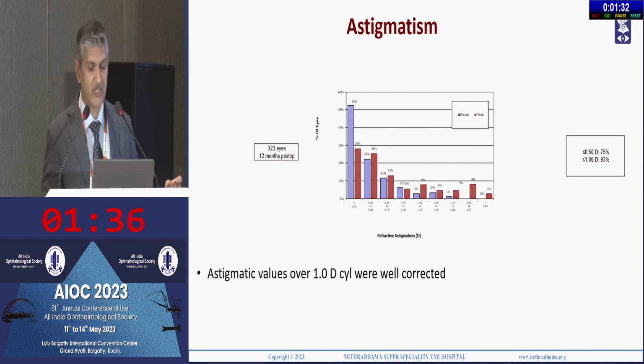If you look at the astigmatic correction, 75% of the eyes were within half a diopter and 93% within one diopter. And even patients with over one diopter cylinder were well corrected.